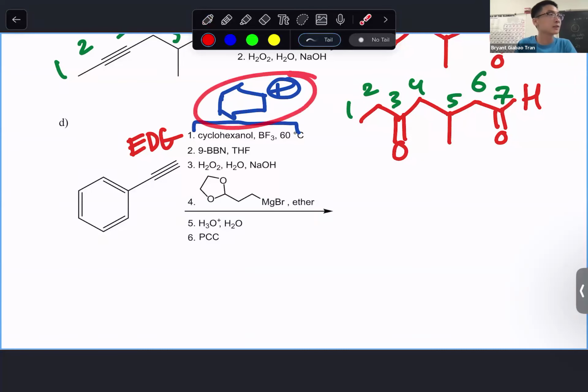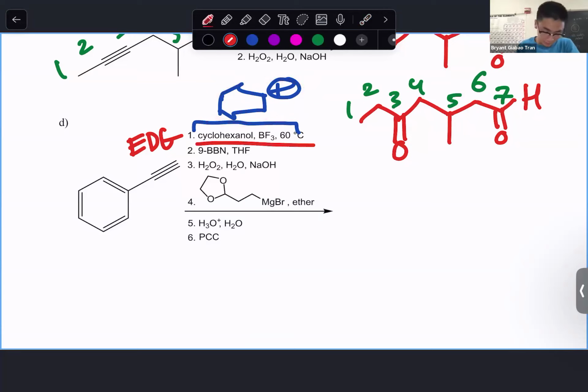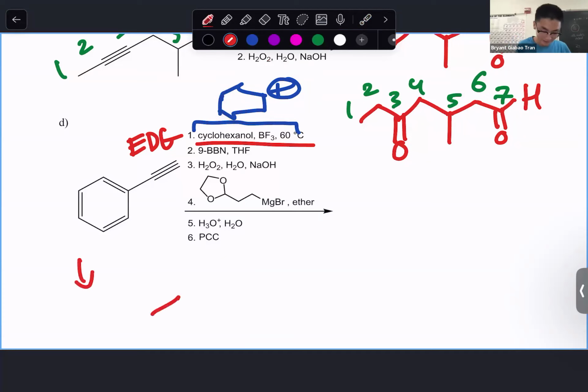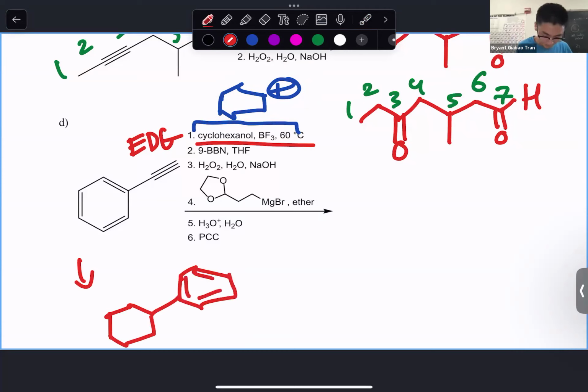Think of this as Friedel-Crafts alkylation, where the R plus source is this right here. He didn't go over cyclohexanol BF3, but I won't go over that. That's just a source of the cyclohexane with the positive charge there. Para, because of steric hindrance. So this is what we get after the first step.